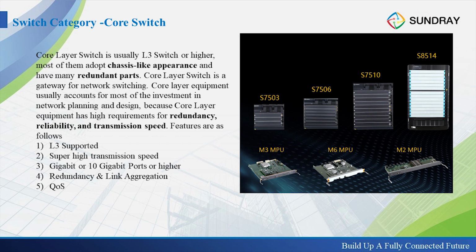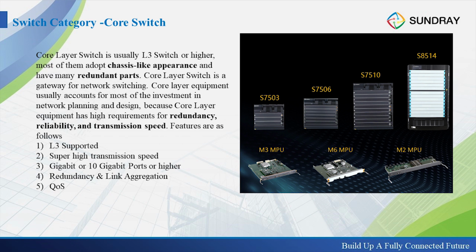So for Sundray, what kind of switches do we have now? For the core layer switch, we actually have four models. The core layer equipment usually accounts for most of the investment in network planning and design, because core layer equipment has higher requirements for redundancy, reliability, and transmission speed.